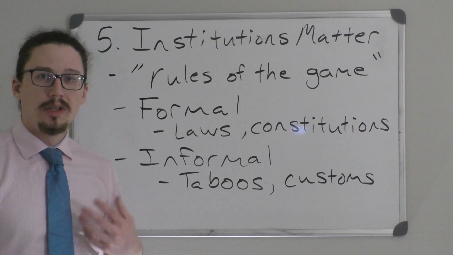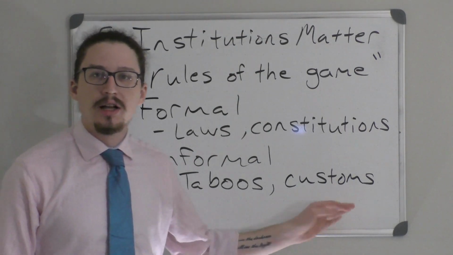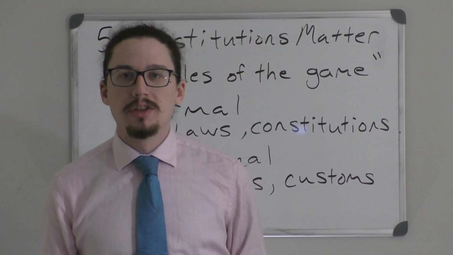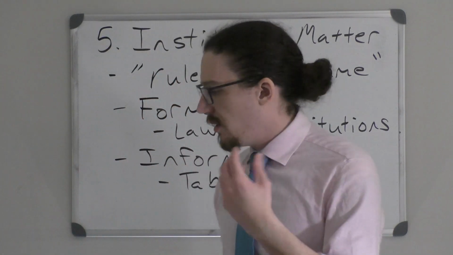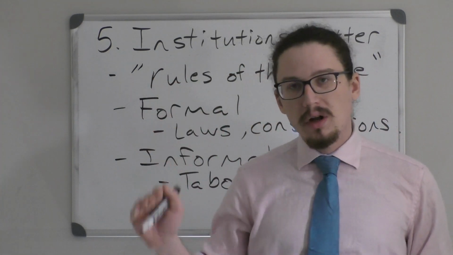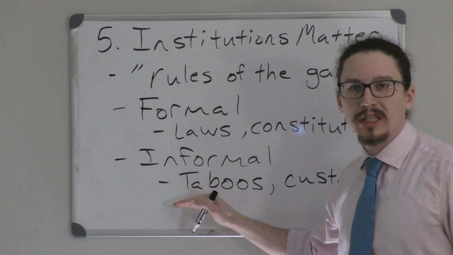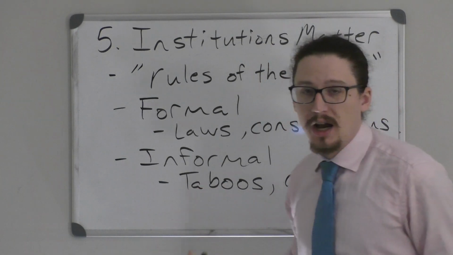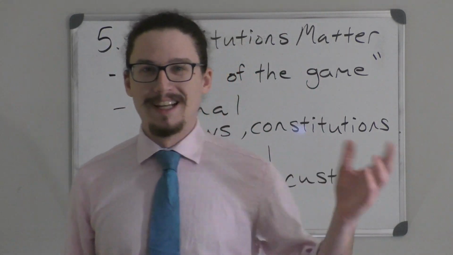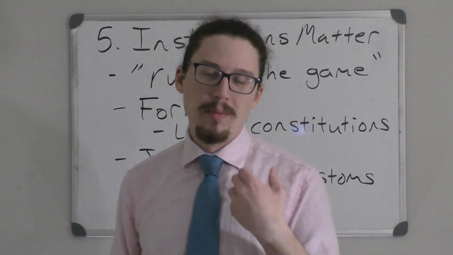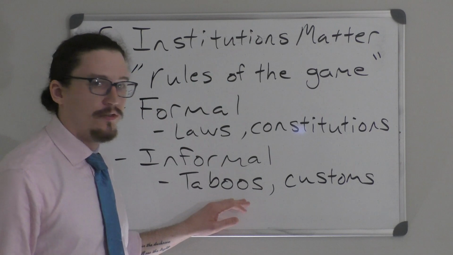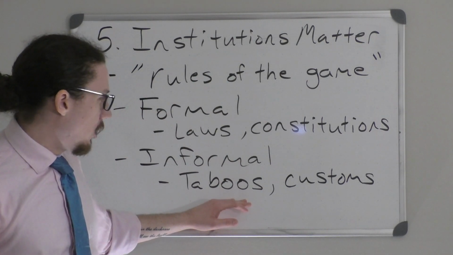We also have informal institutions. Informal institutions are things like taboos, customs, traditions. Religion would fall under informal institutions most of the time. These are not enforced by some central power, but they are enforced through societal measures, through things like ostracism and other less intense methods of social sanctions.